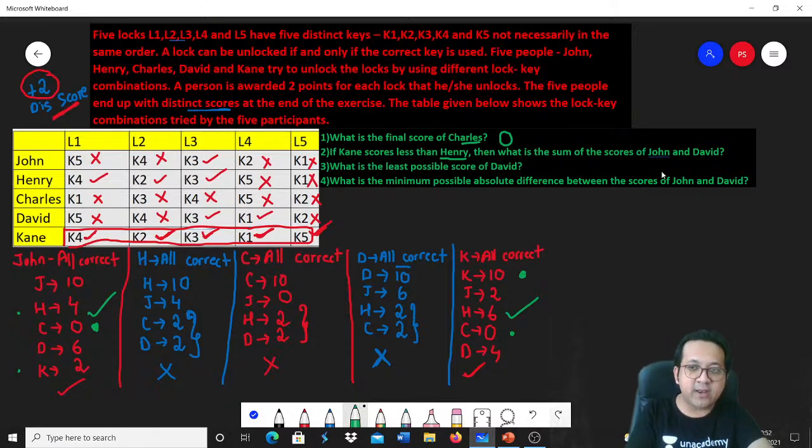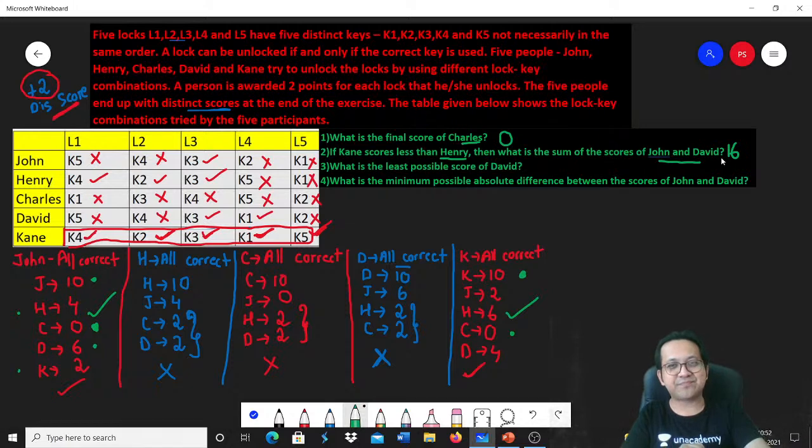Because K is more than Henry. Question is K less. It means we are talking about scenario 1. So in scenario 1, what is the sum of scores of John and David? John is 10, David is 6. Sum of the scores is 16. Correct? Next, what is the least possible score of David?